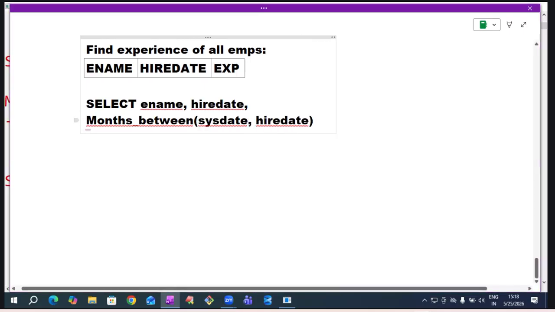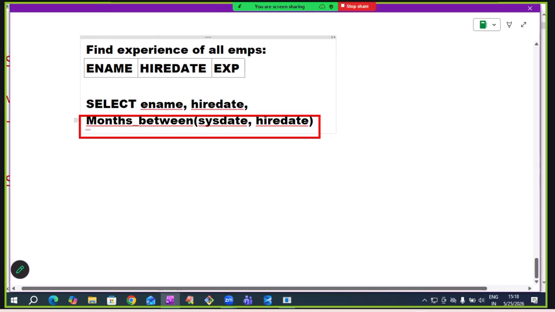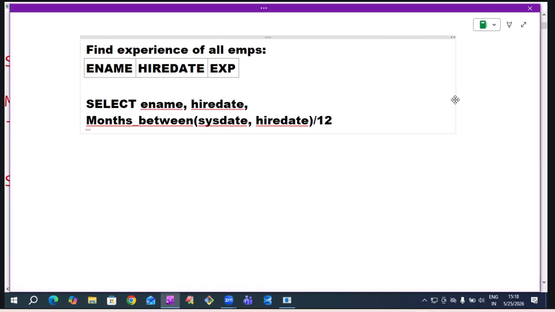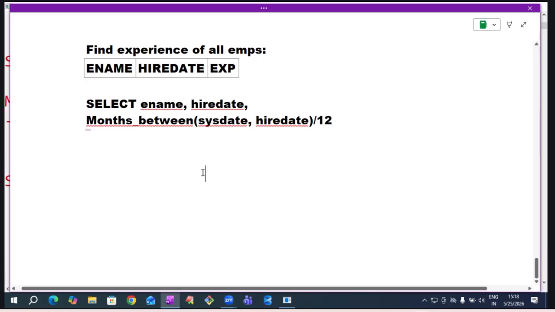If we write this much only, we get experience in the form of months. To get experience in the form of years, divide with 12. We get experience in the form of years. Suppose one employee has 28 months experience. I'm dividing with 12. Some decimal places I'm getting.